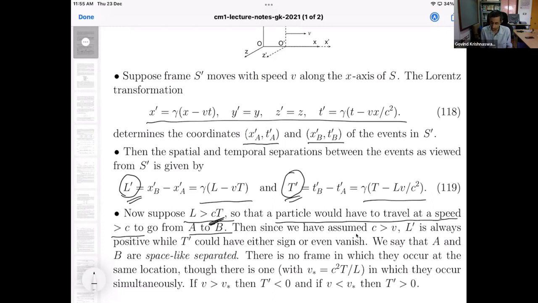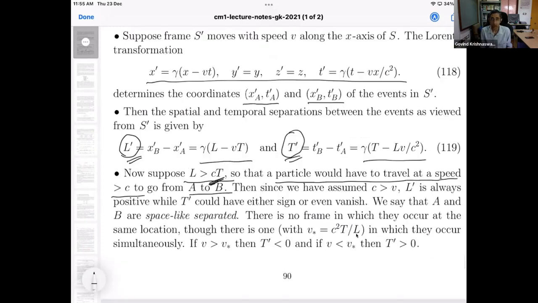Under such circumstances, we showed last time that no matter by how much you boost, that is, you move to a frame which is traveling at speed v relative to the original frame, the spatial separation L prime is always positive. It can never be shrunk to 0, while the temporal separation could be made positive, negative, or even 0. So if a pair of events are such that L is more than cT, in no frame can the spatial separation be brought down to 0. Under such circumstances, we will say that A and B are space-like separated.